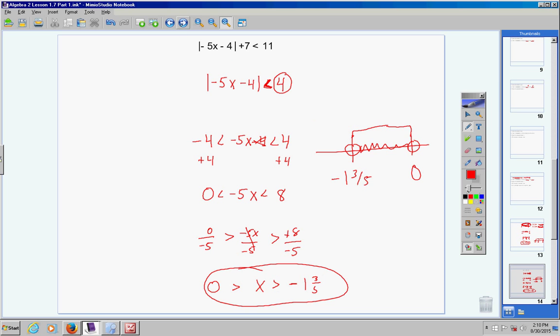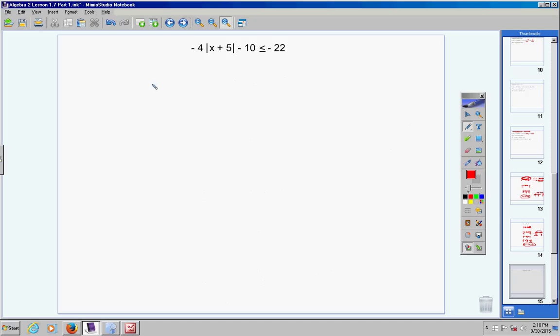Okay, next problem. Quite a bit of work to do on this one. If you choose to work ahead, that's fine, but I want to tell you one thing. Do not multiply the negative 4 through the absolute values. That's not what we're going to do, and that is not mathematically legal to do. Do not do that.